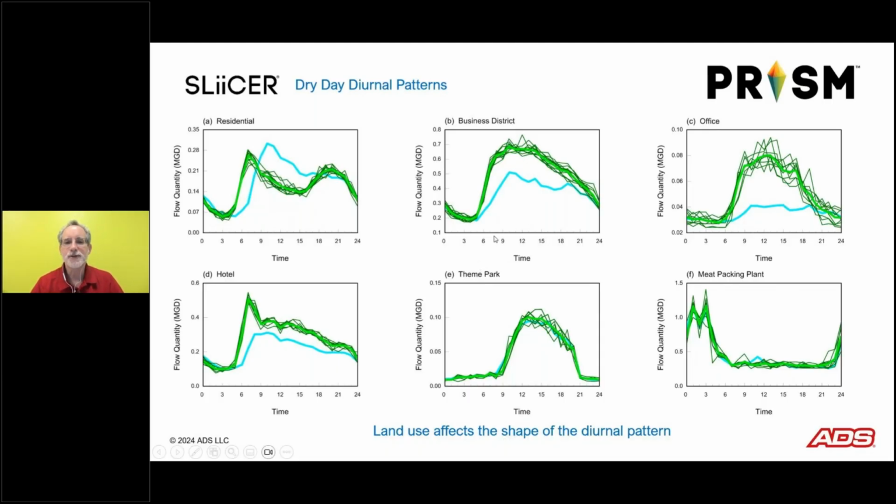There's a central business district here in the top center. There's an office park here on the top right. Bottom left is a hotel. I've got a theme park here in the bottom middle, and even a meat packing plant that happened to be outside of the Nashville, Tennessee area on the bottom right. But land use definitely affects the shape of these diurnal patterns, and you want to be able to understand what these patterns look like before you can do the wet weather analysis later on.